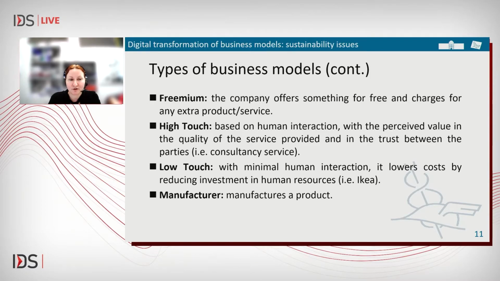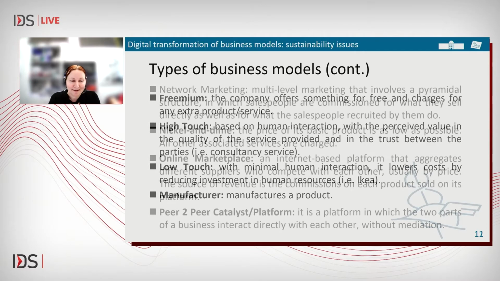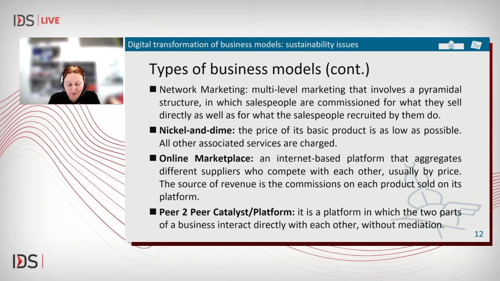Then we have the manufacturer. The manufacturer produces a product. This business model is very old. Then we have the network marketing model. Here we have multi-level marketing that involves a pyramidal structure in which salespeople are commissioned for what they sell. Then we have the nickel and dime model. The price of its basic product is as low as possible, but all other associated services are charged.